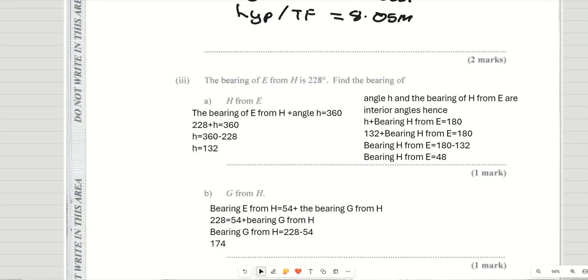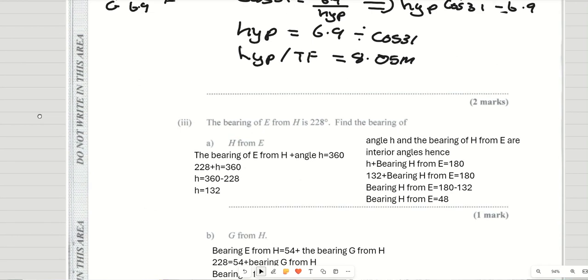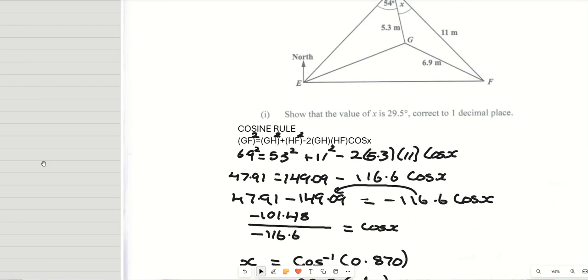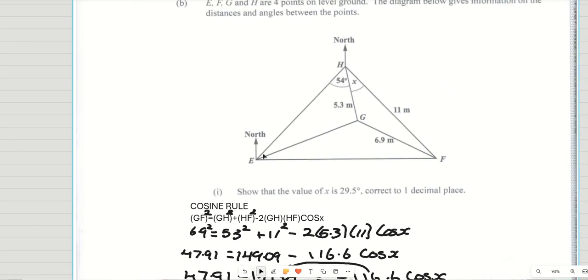Now, I already wrote this down, so let's just go through it. The bearing of E from H is 228. So let's draw that. The bearing of E from H, so we're starting at H and going to E. That is this entire thing here, 228, they said. Then they said find the bearing of H from E. H from E, that is this angle here. They want to find out.